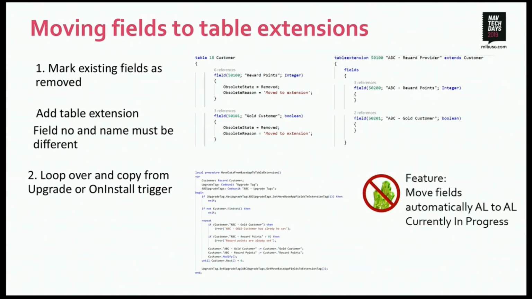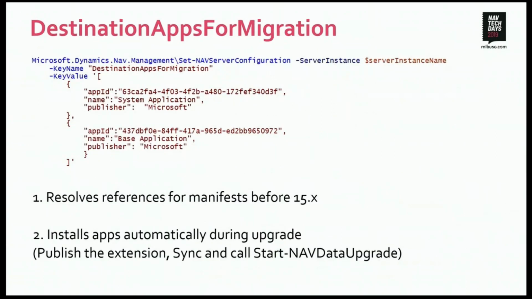Yep, and as I said, the feature is coming. So we are going to eliminate one of these kryptonite problems that we are facing in the upgrade. So one very important feature that you will see is the destination AppsForMigration. And this is a new server configuration. And the main purpose for this one is to resolve the manifests.